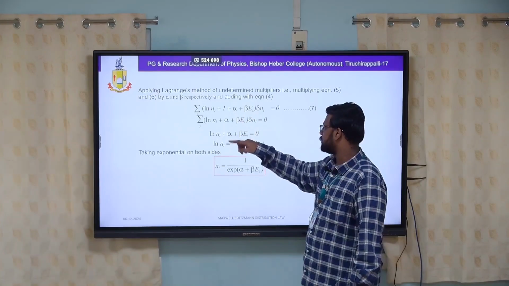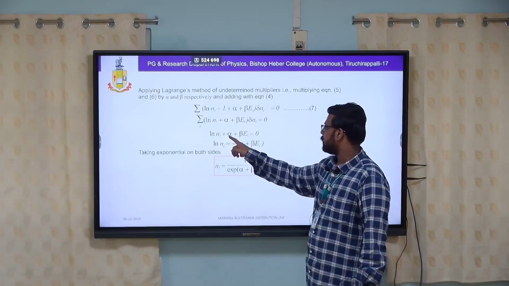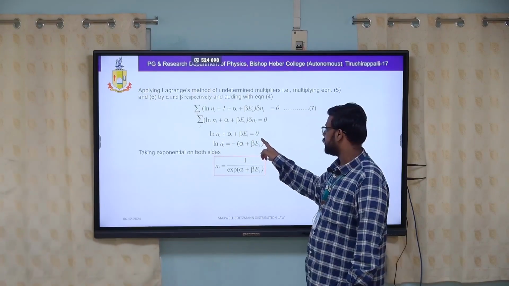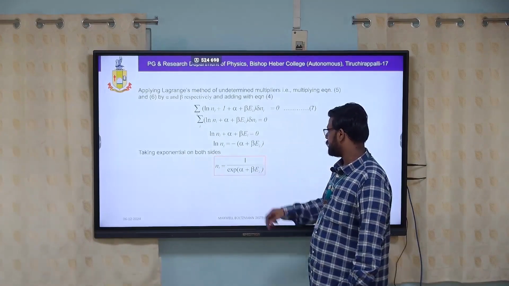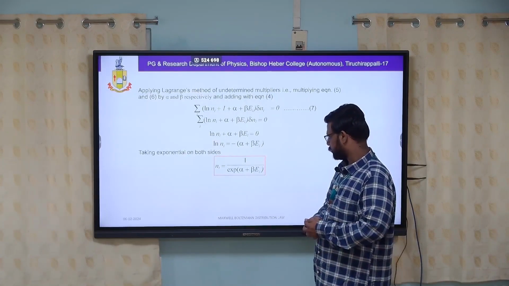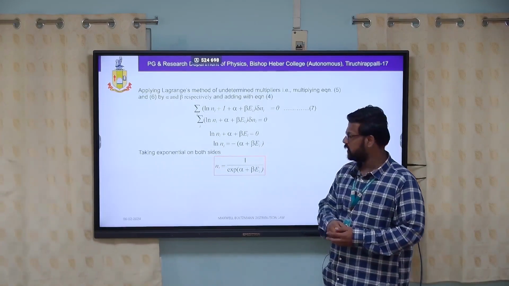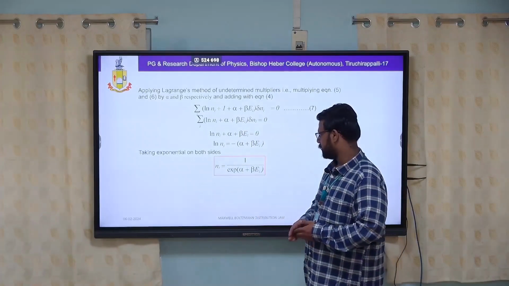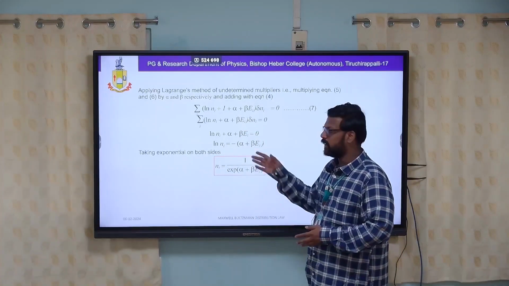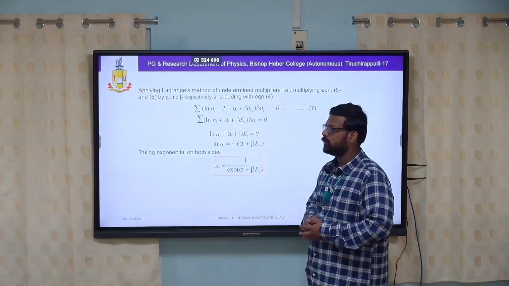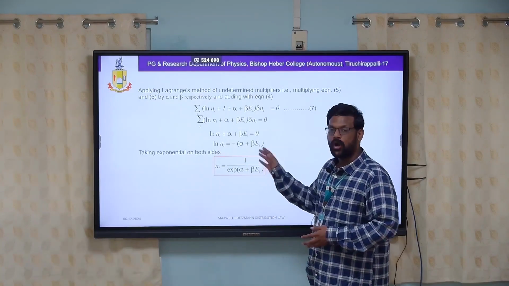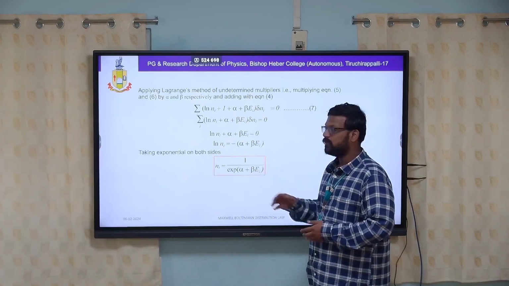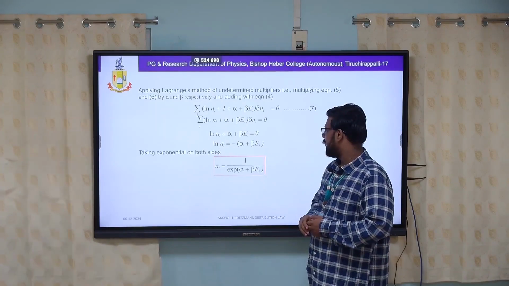As 1 is negligible, we can neglect that, and then ln ni plus alpha plus beta epsilon i is equal to 0, so ln ni is equal to minus of alpha plus beta epsilon i. We have to take the exponential on both sides in order to remove the natural logarithm, and finally we end up with the final expression of the Maxwell Boltzmann distribution law, that is ni is equal to 1 by exponential of alpha plus beta epsilon i.